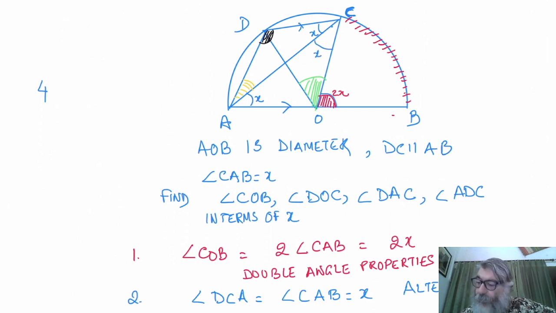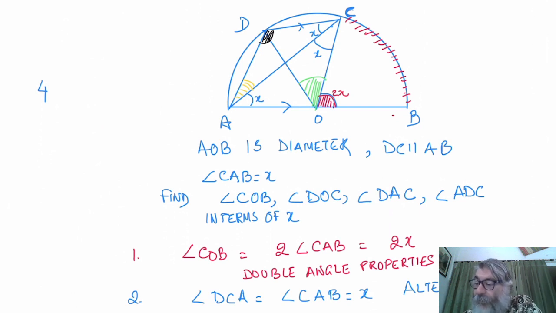In triangle OAC, just look in the triangle OAC. Angle OCA will be equal to angle OAC, which is x, as OA is equal to OC. Because OA and OC are equal, the angles opposite to them will also be equal. So this comes out to be x.